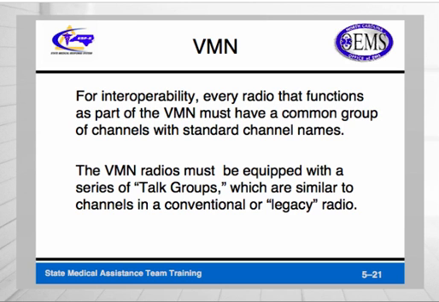For interoperability, every radio that functions as part of the Viper Medical Network must have a common group of channels with standard channel names. The Viper Medical Network radios must be equipped with a series of talk groups which are similar to channels in a conventional legacy radio. The standardized talk groups for the Viper Medical Network radios are set up into 7 classifications.